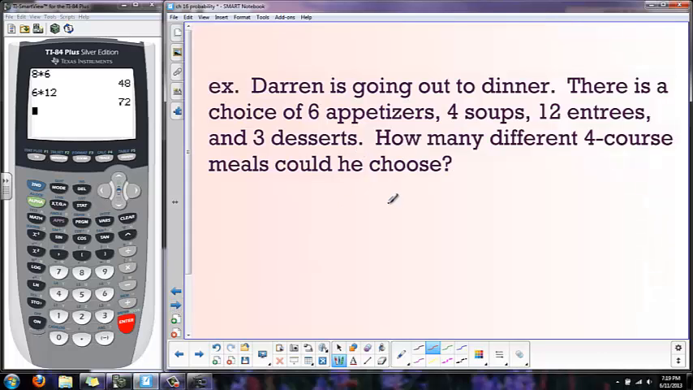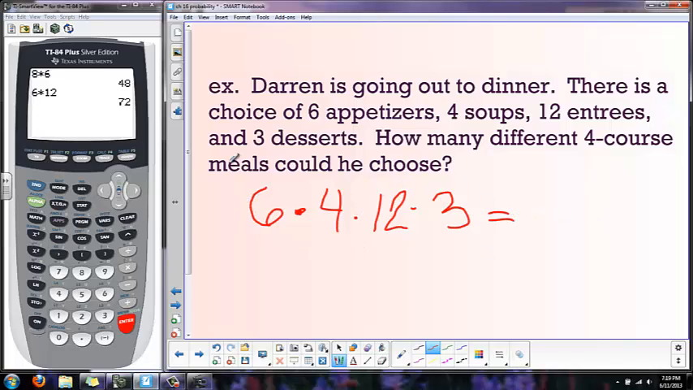Okay, so Darren is going out to dinner. There's a choice of 6 appetizers, 4 soups, 12 entrees, and 3 desserts. How many different 4-course meals, 1, 2, 3, 4, could he choose? All you have to do is multiply all those together.